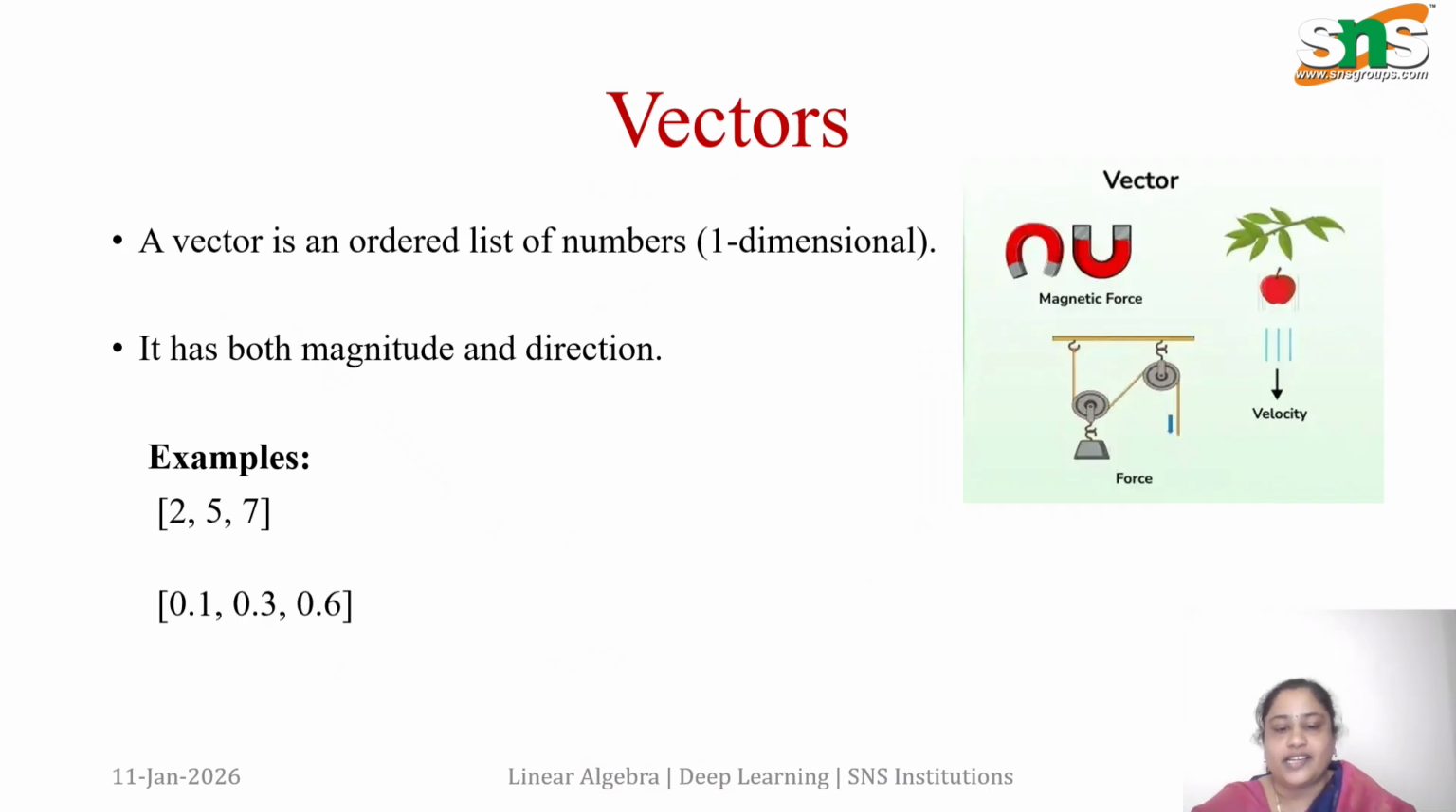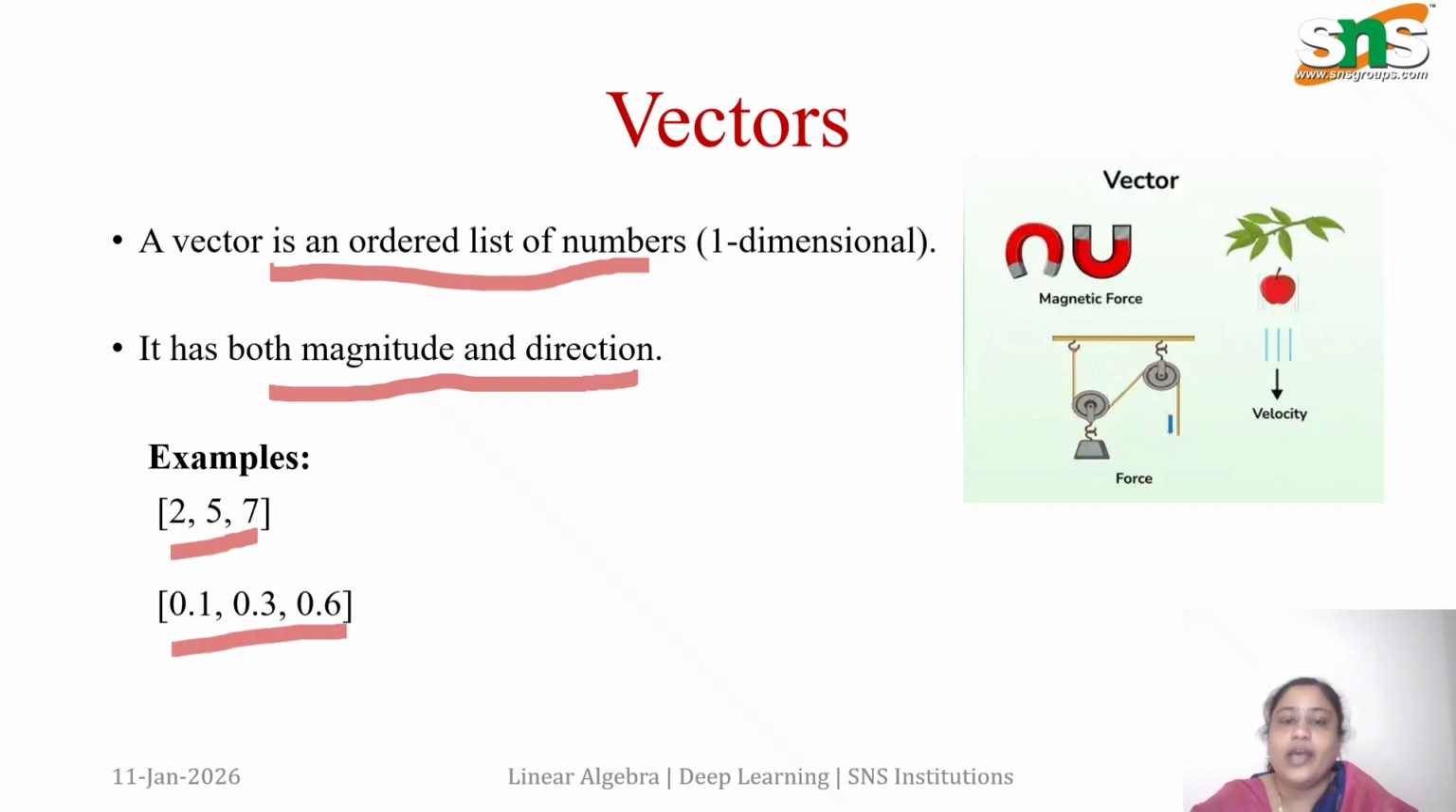Next we have vectors. A vector is an ordered list of numbers, that is, one-dimensional data. It has both magnitude and direction. I have given examples here of a vector, which is a one-dimensional array of numbers. Inputs are vectors. Activations are vectors. Word embeddings are also vectors. In general, vectors help us represent information more meaningfully and even more compactly.